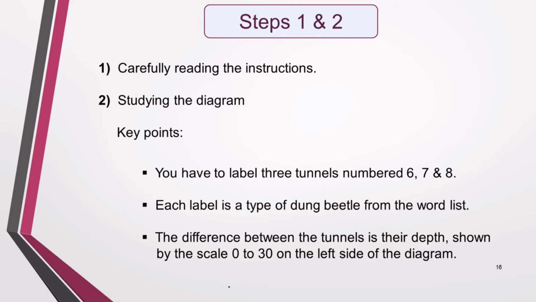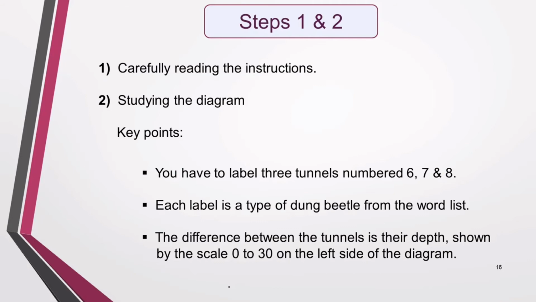My step-by-step strategy. I start by carefully reading the instructions to be sure that I know what I have to do. Next, I study the information on the diagram to understand what the diagram is about and to work out the sort of information I'll need to find out in order to label it correctly. These are the points that I note.